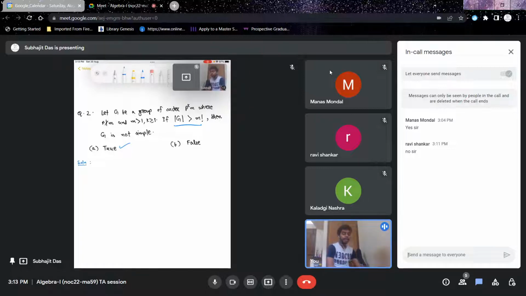First of all, does the group G contain a subgroup whose index is m? The group has order p to the power k times m, where p is a prime and p doesn't divide m. Does this group have a subgroup whose index is m? Yes, yes, yes.